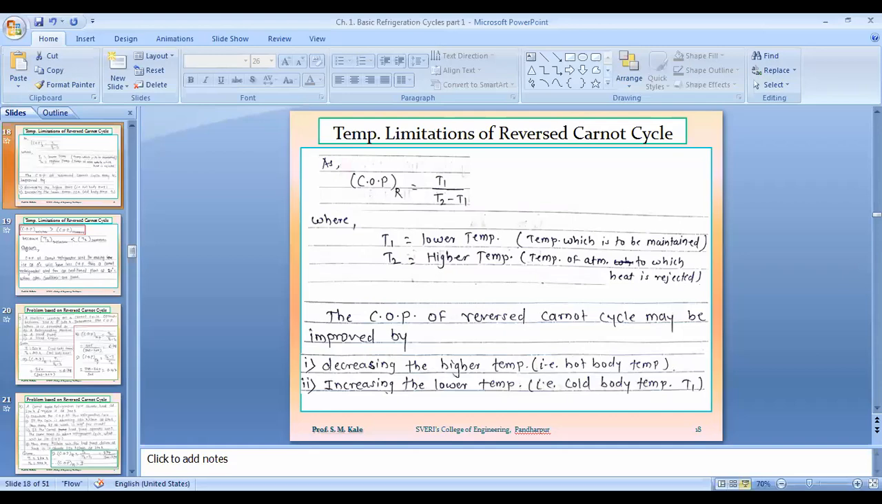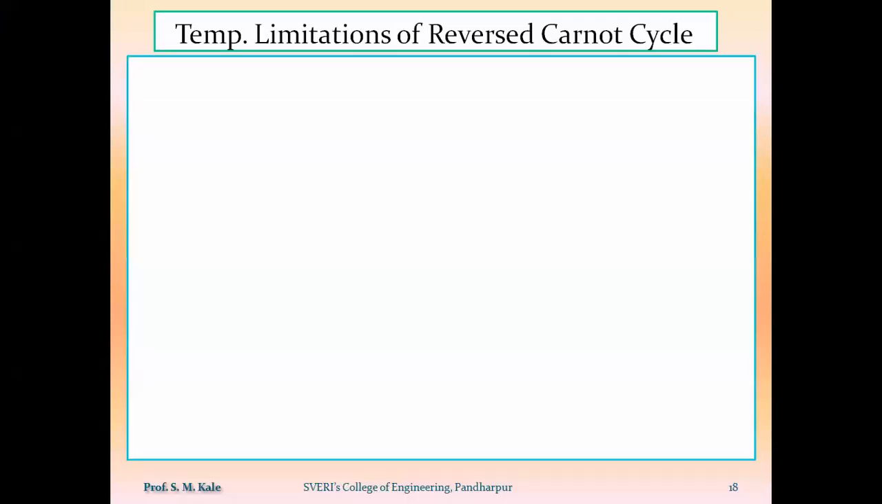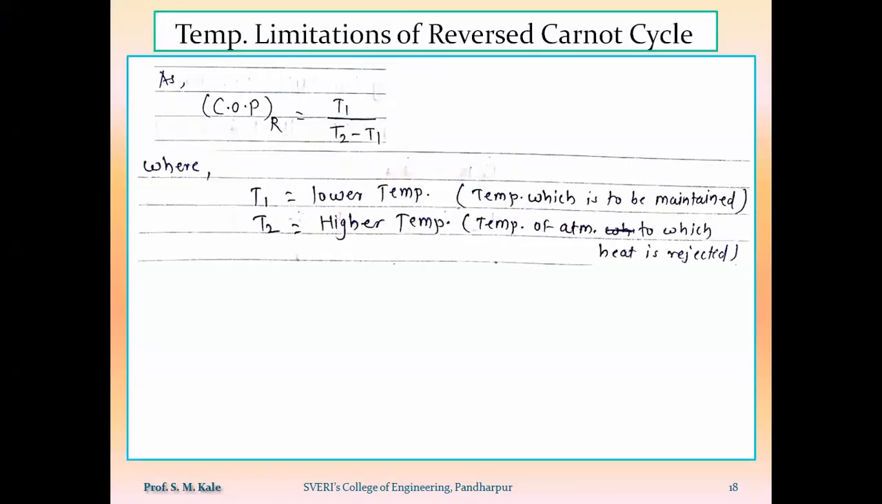So in our last lecture, we have seen how to calculate the COP of the reverse Carnot cycle. We know that the COP of the reverse Carnot cycle is calculated using the formula T1 divided by T2 minus T1. By using this formula, we are able to calculate the value of COP, where T1 is nothing but the lowest temperature which is maintained inside the refrigerator, and T2 is the temperature of the atmosphere, to which we have to reject the heat. That is also called the higher temperature.